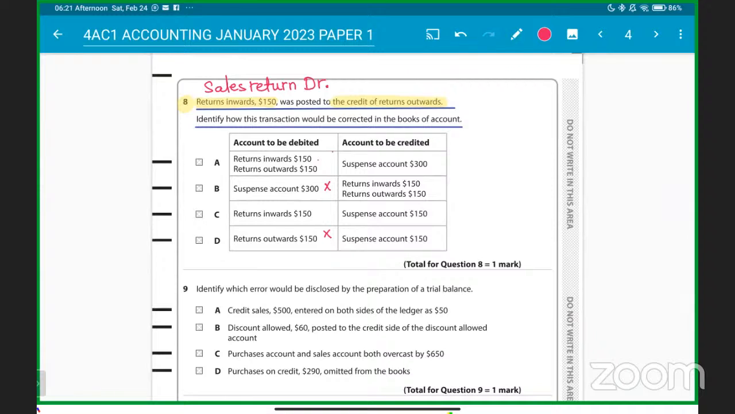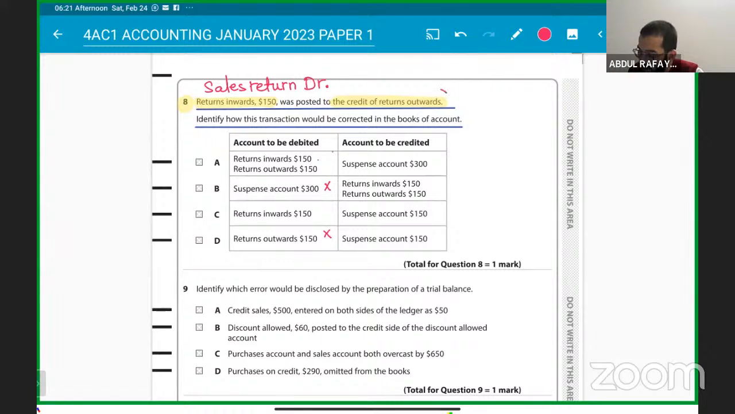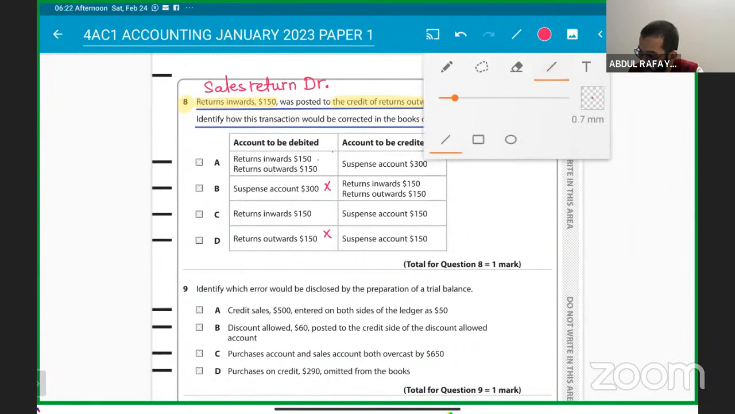Now what they have done is, instead of recording sales return or return inwards, they have recorded it in the purchase return, the return outwards. They made it on the credit side of purchase return. What the mistake the accountant has done is that, instead of return inwards, they have credited return outwards. So there is no need of return outwards.